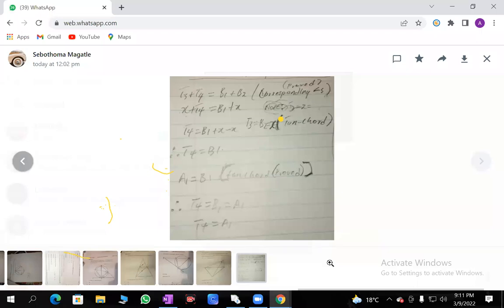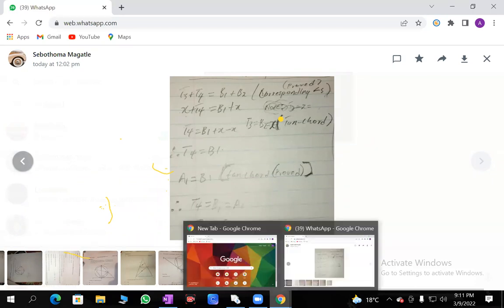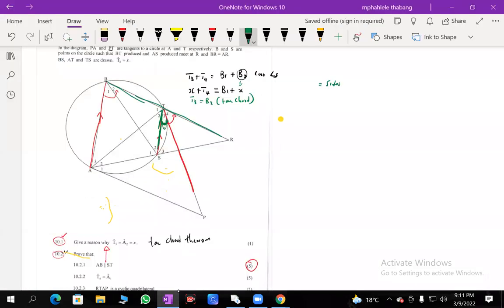So you said T4 equals B1. I think it's algebra here. I think what you are doing is algebra, subtracting like terms, X. So T4 equals B1 plus X minus X. Therefore, T4 equals B1. Wow. 100% correct. 5 marks.